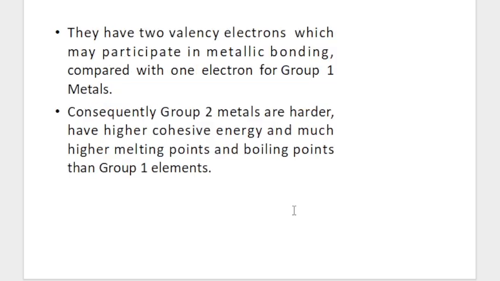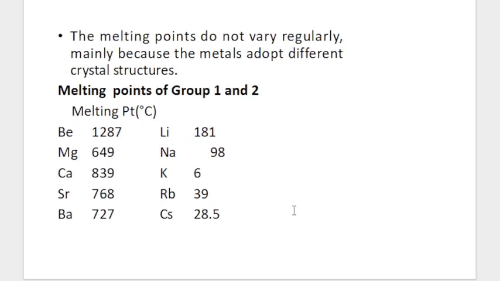They have 2 valency electrons, which may participate in metallic bonding compared with one electron from group 1 metal. This is actually what accounts for the higher melting point. Consequently, group 2 metals are harder, have higher cohesive energy, and much higher melting points and boiling points than group 1 elements. The melting points do not vary regularly, mainly because the metals adopt different crystal structures. So take note of that.